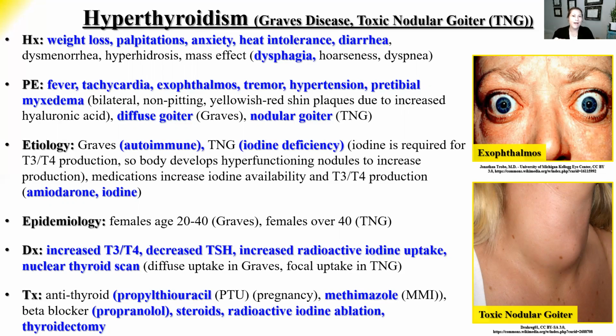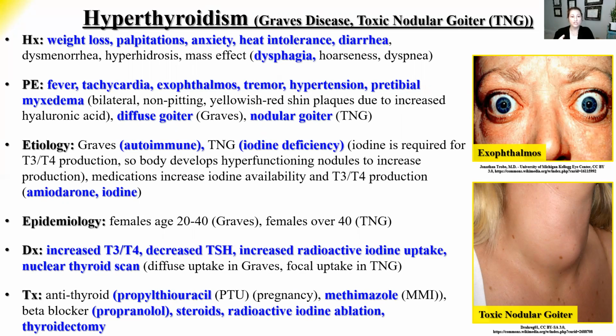They may also get a mass effect. If their thyroid is enlarged, it can push on their esophagus and on their trachea. So dysphagia, hoarseness, dyspnea. Physical exam findings for this. Remember, they're revved up, they're hyper. So fever, tachycardia, exophthalmos. This is the top picture here. The fat pad behind the eyeball becomes enlarged, so they get this bulging of the eyes. This is very specific to hyperthyroidism.